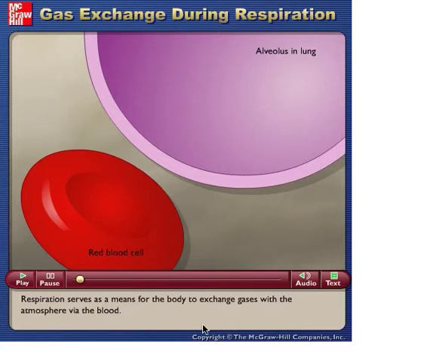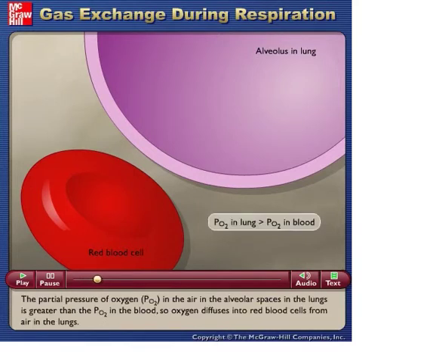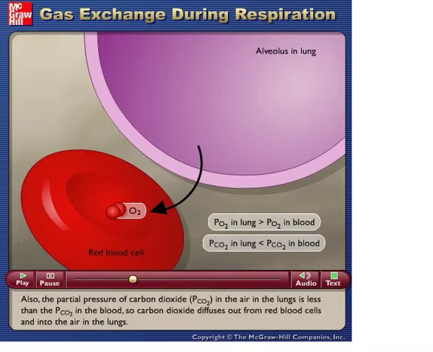Respiration serves as a means for the body to exchange gases with the atmosphere via the blood. The partial pressure of oxygen, PO2, in the air in the alveolar spaces in the lungs is greater than the PO2 in the blood, so oxygen diffuses into red blood cells from air in the lungs. Also, the partial pressure of carbon dioxide, PCO2, in the air in the lungs is less than the PCO2 in the blood, so carbon dioxide diffuses out from red blood cells and into the air in the lungs.